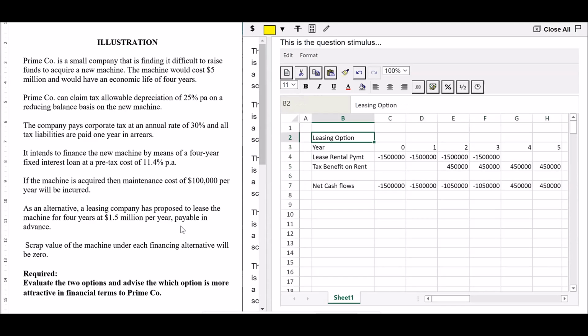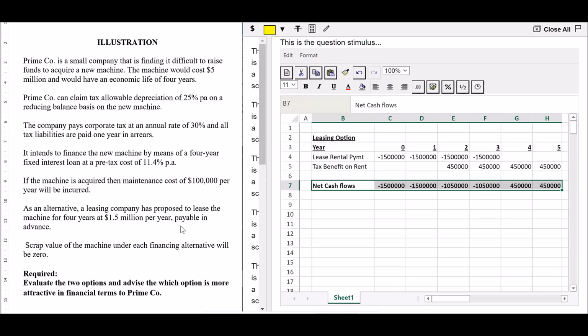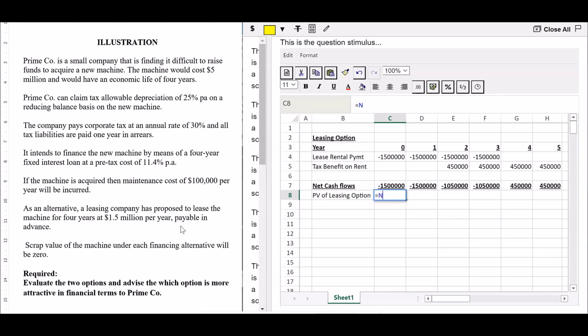We've got the net cash flows, using these net cash flows to calculate the present value of leasing alternative option, which is equal to NPV. What rate is it? Oh, the rate is not calculated. We have got to calculate the rate. So let's put that on hold.